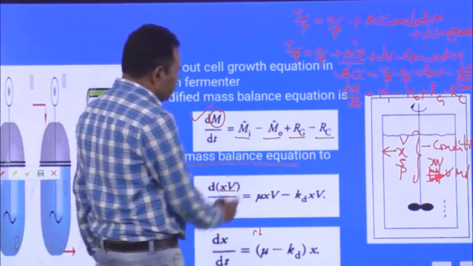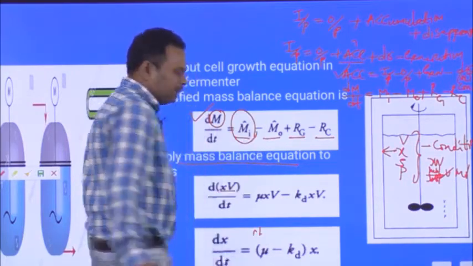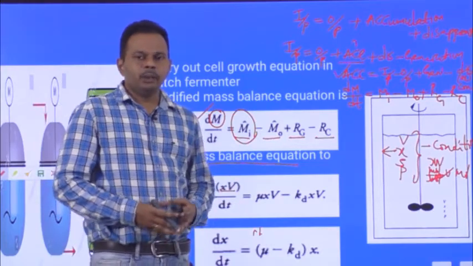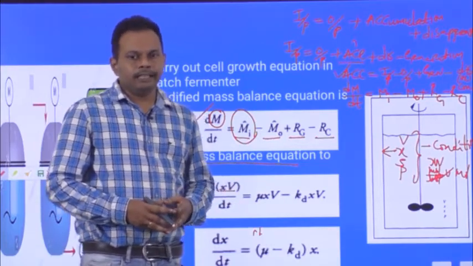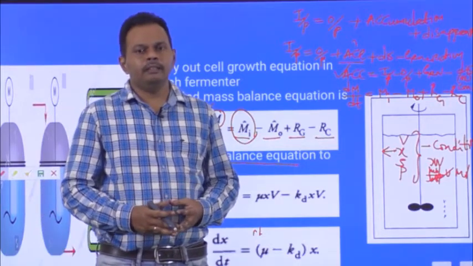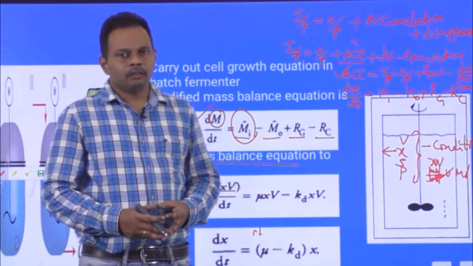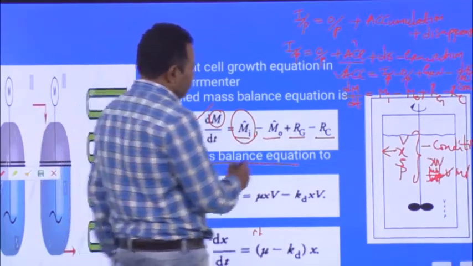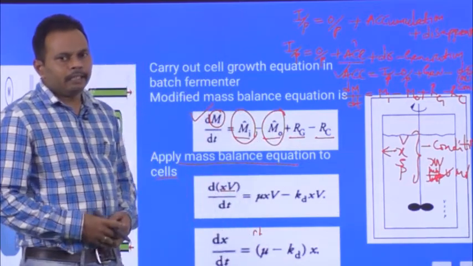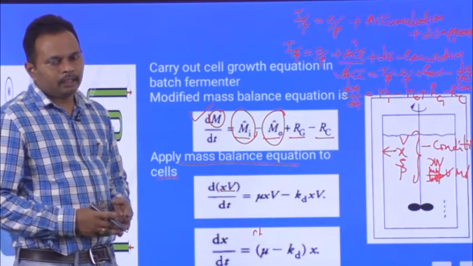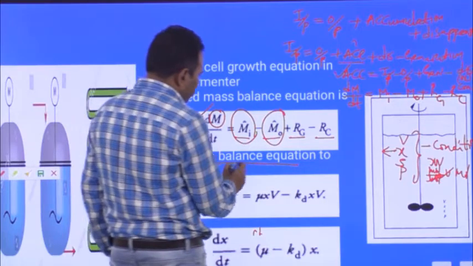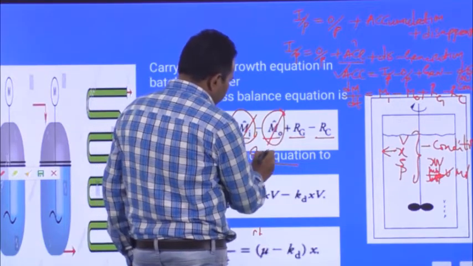So dm by dt is equal to what? mi cap is the mass of the cells entering the fermenter. Since this is a batch fermenter, during the biological reaction we are not adding any substrate or cells to the fermenter, and we are also not removing any product, biomass or cells from the fermenter. So both mi cap and mo cap are 0. Why? Because for a batch fermenter, we are not adding any compounds and not removing any compounds during the biological reaction. This is 0 and this is also 0.